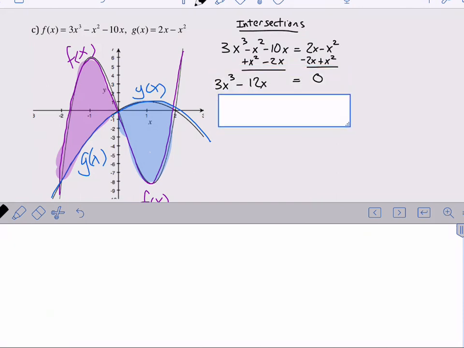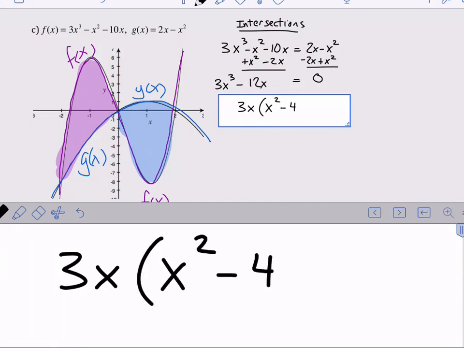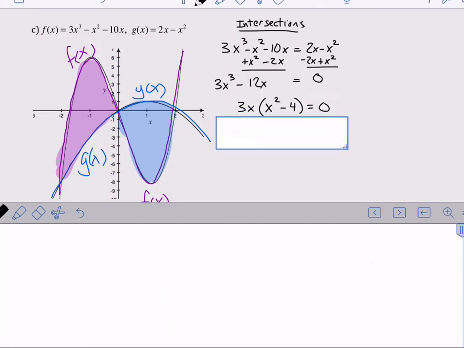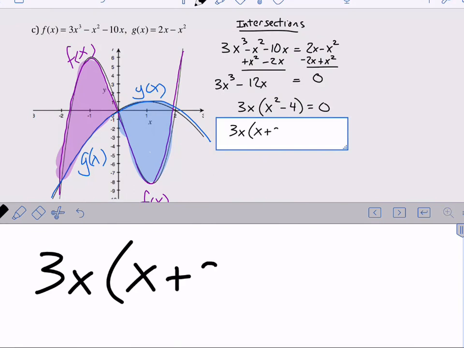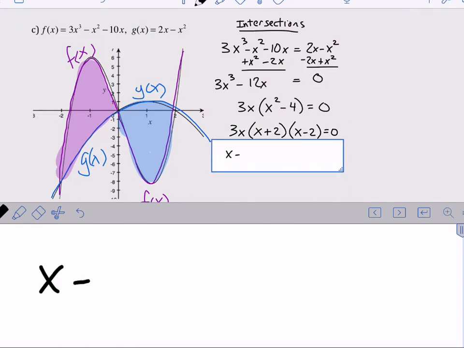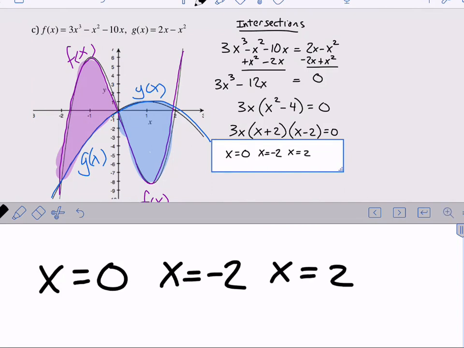All right, now to solve this, we do want to factor, so we can factor out 3x, and we're going to be left with x squared minus 4. And this is a difference of two squares, the x squared minus 4. So we get 3x times x plus 2 and x minus 2 equals 0. And our solutions here are x equals 0, x equals negative 2, and x equals 2.